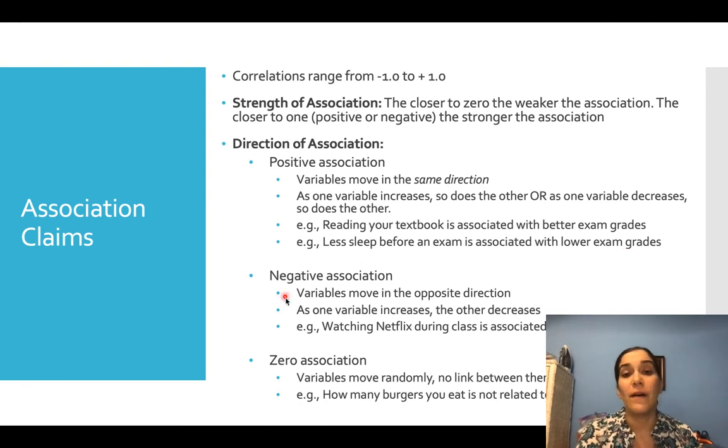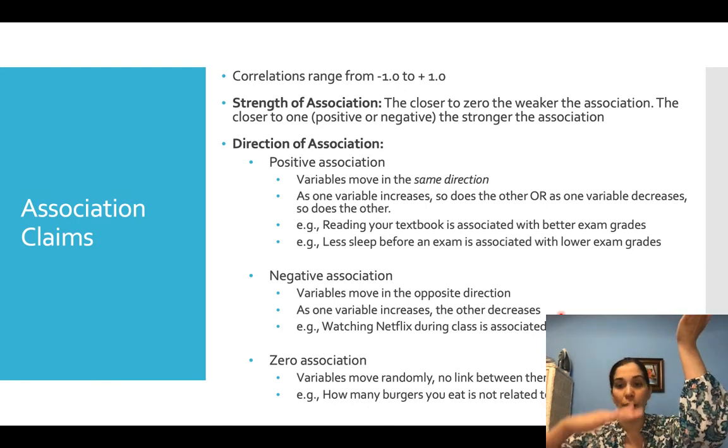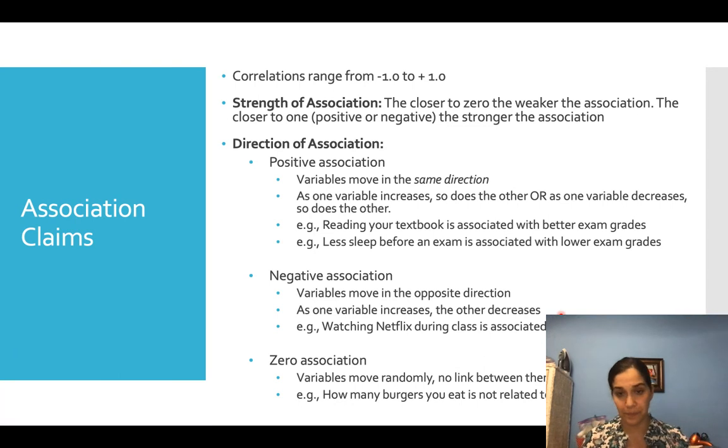Alternatively, we have a negative association. A negative association says that the variables move in the opposite direction. It doesn't mean negative as in bad. As one variable increases, the other decreases. An example would be watching Netflix during class being associated with lower exam grades. The more you watch Netflix, the lower your exam grades.